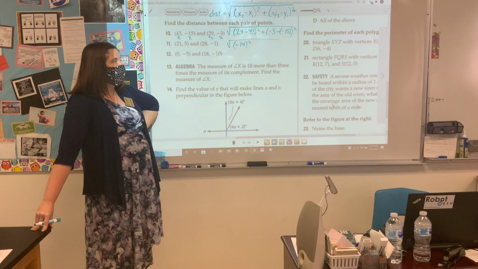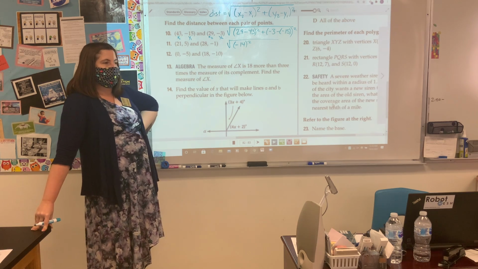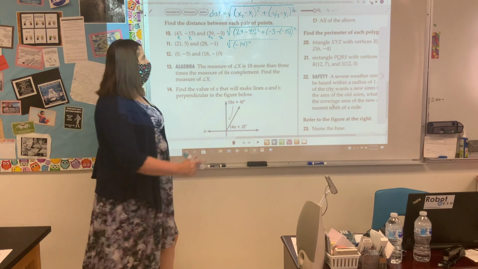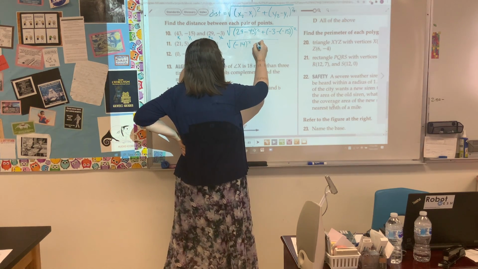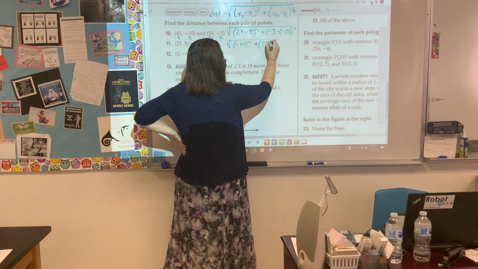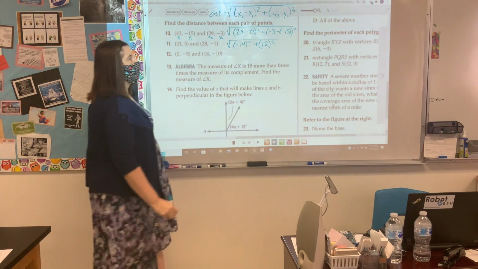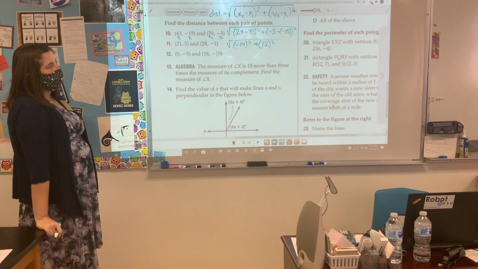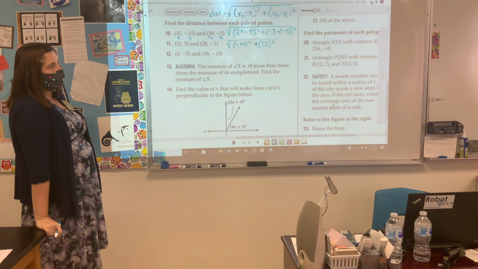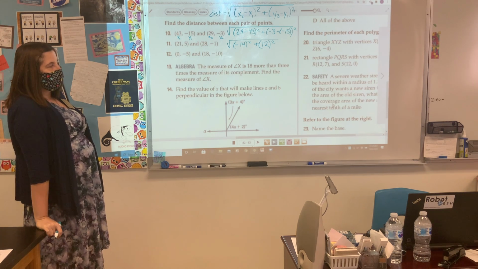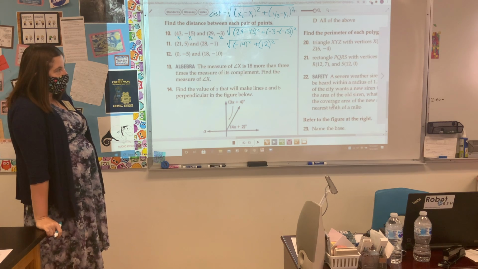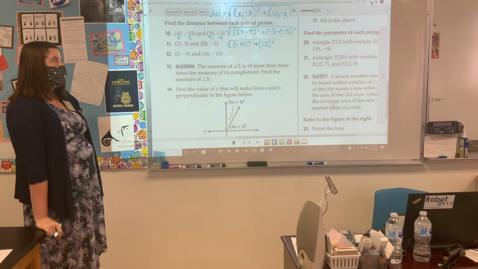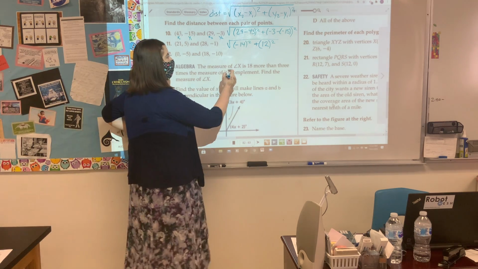-3 subtract -15. When I subtract a negative, it's like adding. So -3 plus 15 is 12. Now, if I try to switch it, and I said negative 15 subtract negative 3, I would end up with a negative 12. And once I square it, it would be okay. I'm just not sure if it works that way permanently. Okay, it's better to be careful.